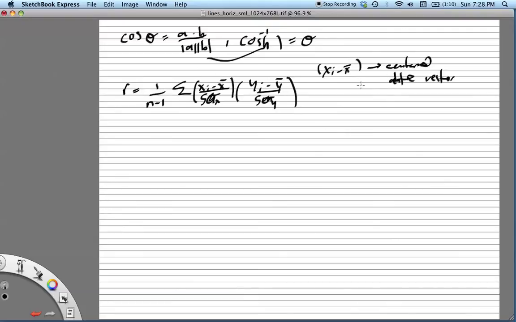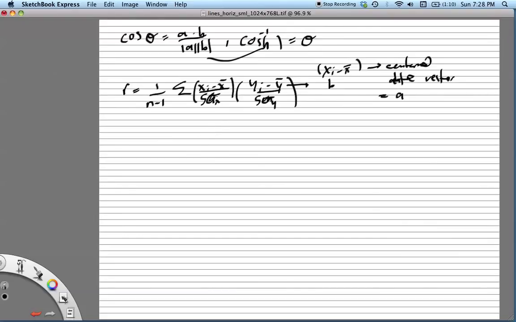Okay, so this is a new vector, and we're just going to call it, for simplicity, A. And likewise, yi minus y bar we're going to call B. Again, these are just new vectors that contain the same information as our data, but they tell you how the values relate to the mean of the data. Okay, so we can start to rewrite this a bit.